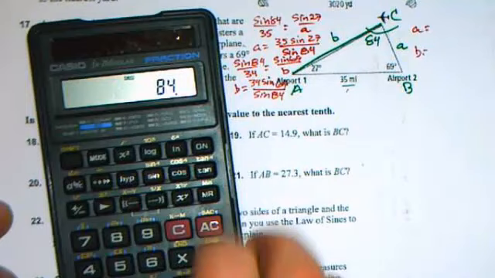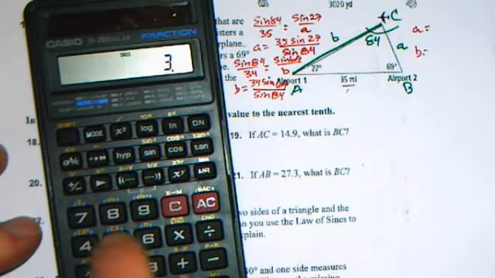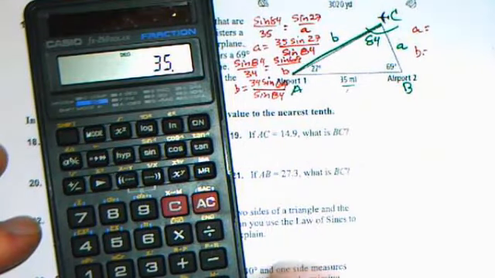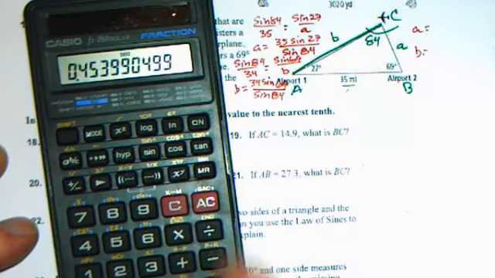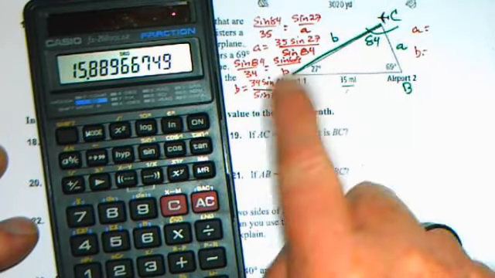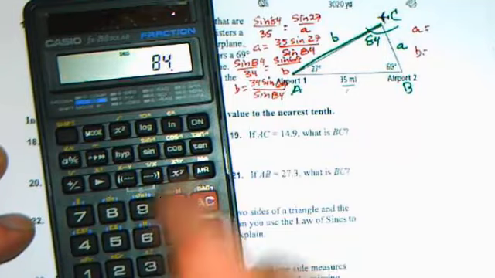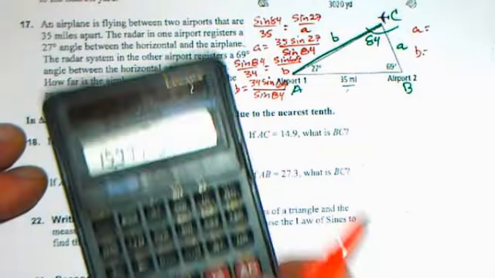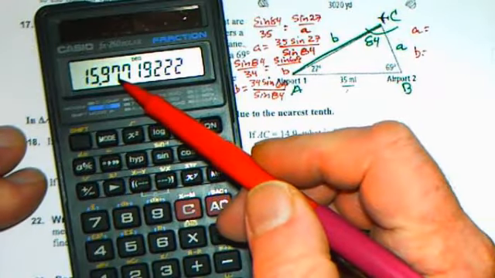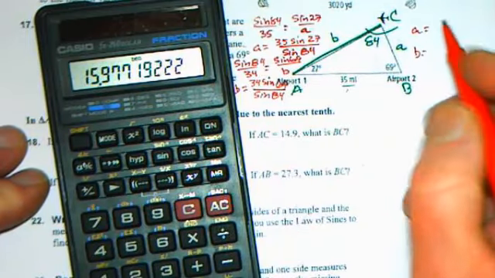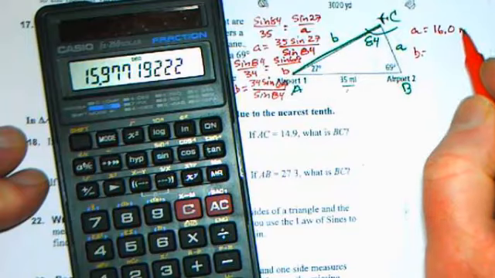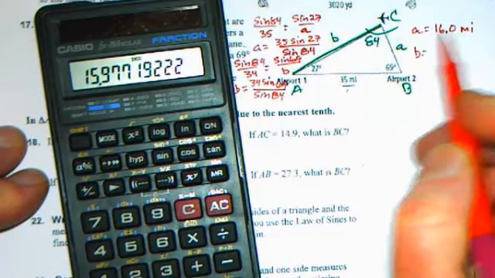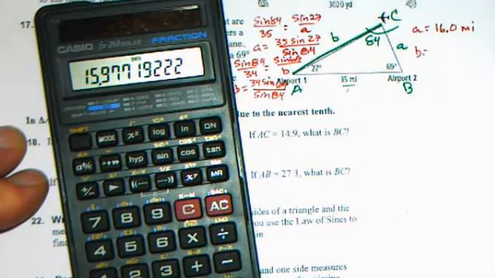So to do a, we've got 35 times sine 27, divided by sine 84, equals 15.97. They want this to the nearest tenth, so this would round up to 16.0 miles. I'm going to leave it as 16.0 because the 0 shows that there was some rounding that went on and that it wasn't exactly 16.